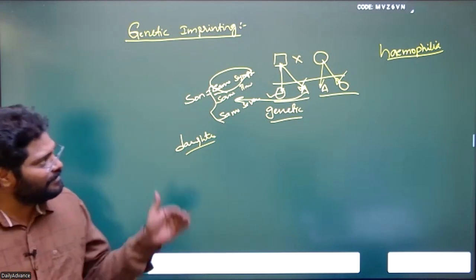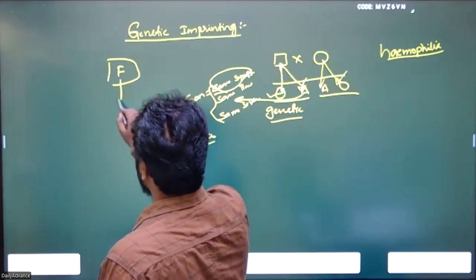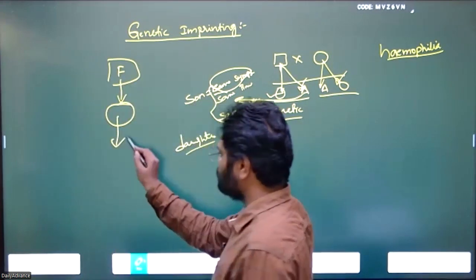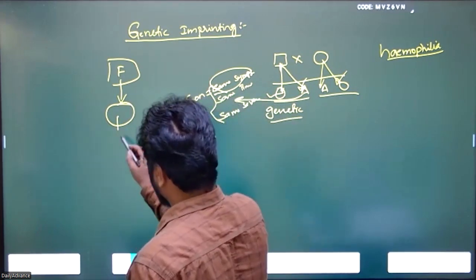Understand? So in Mendelian inheritance, if your trait is passed from father to daughter, daughter to son, again son, again son.